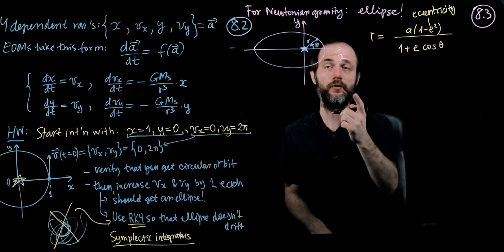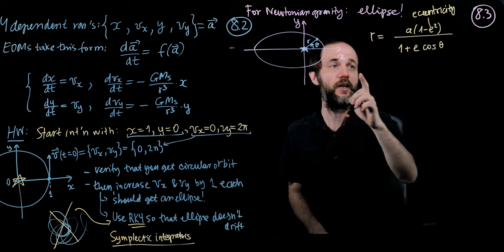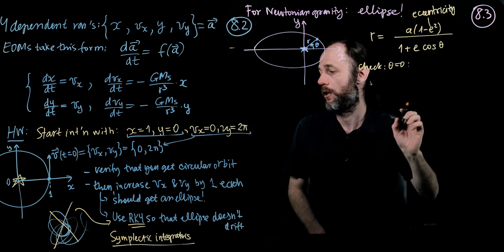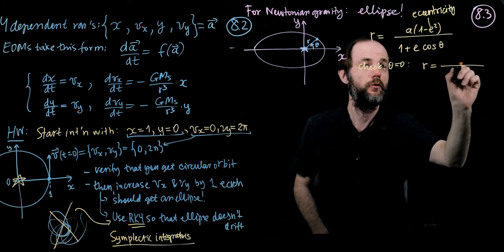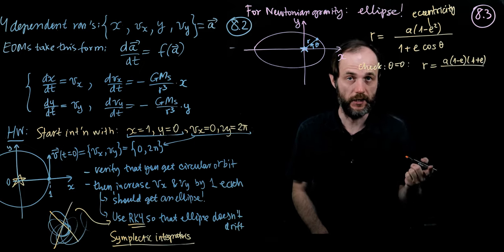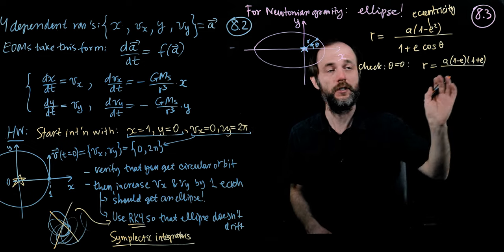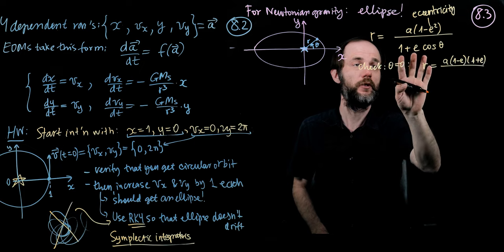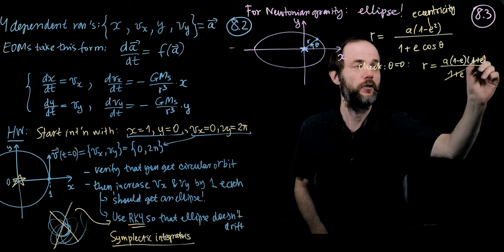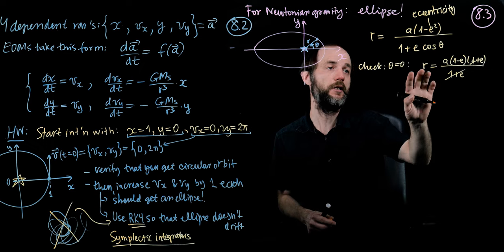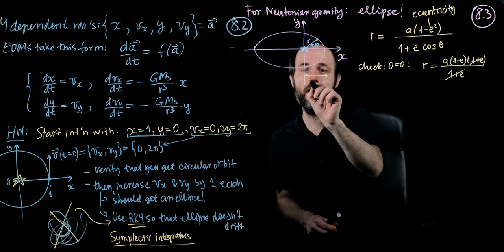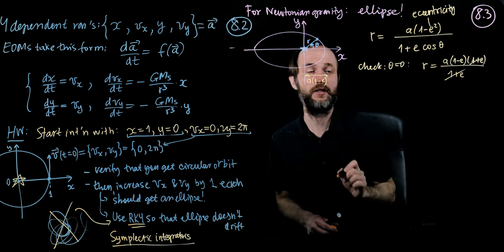So let's try and plug in a few numbers. If we plug in theta equal to 0, then we're going to get r is equal to a times 1 minus e times 1 plus e. Right, because 1 minus e squared is 1 minus e times 1 plus e, and we're going to divide by 1 plus e times cos of 0, but cosine of 0 is 1, so we're going to divide by 1 plus e. So 1 plus e goes away, and so then the distance to the planet on this side is going to be a times 1 minus the eccentricity.